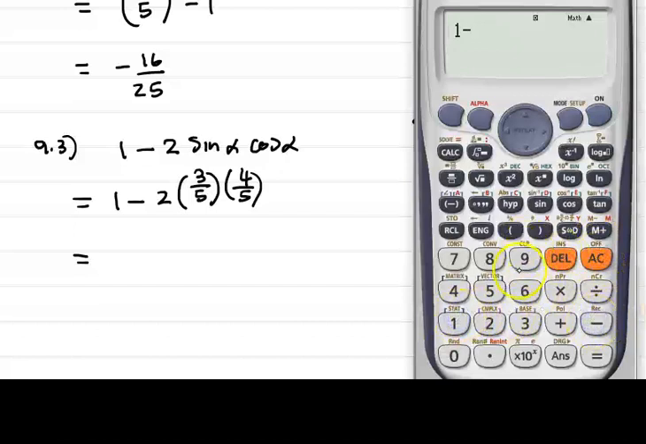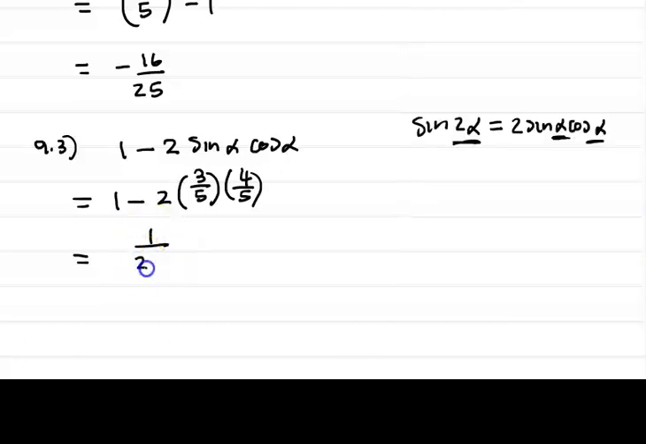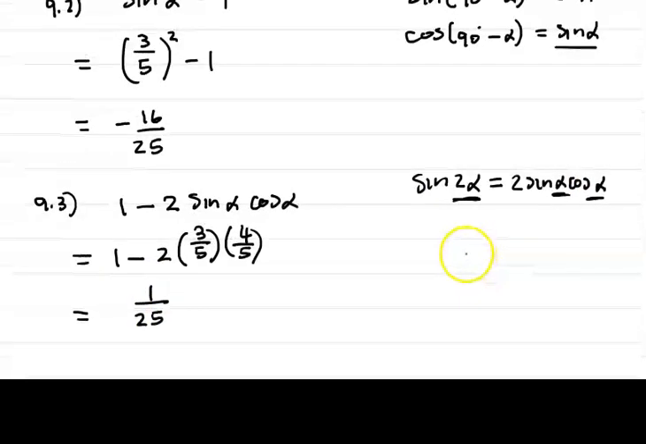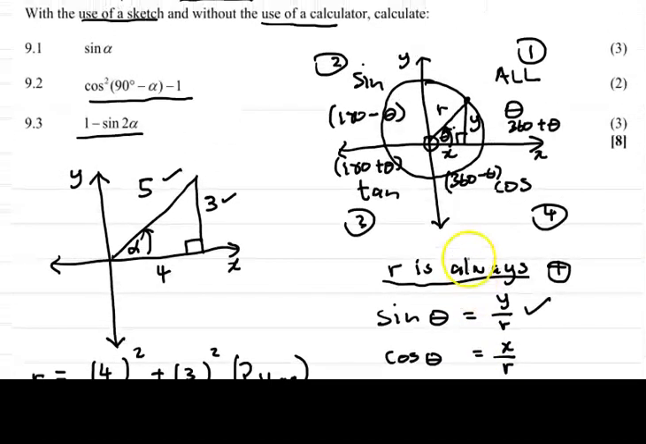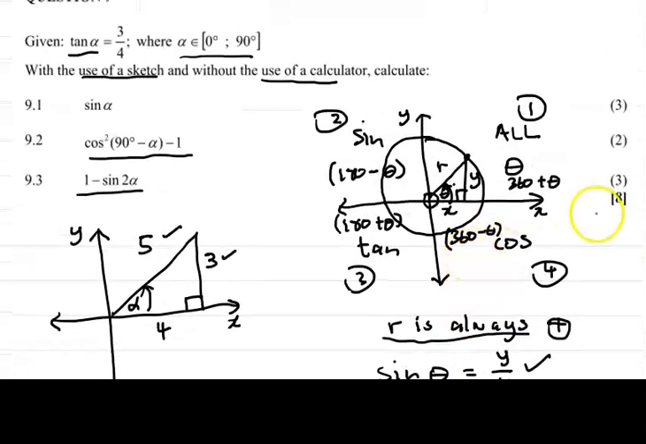1 minus 2 times 3 over 5 times 4 over 5. Now that will equal 1 over 25. So it's important for us to make sure that we learn all our expansions and learn your unit circle. Make sure that you understand it as well.